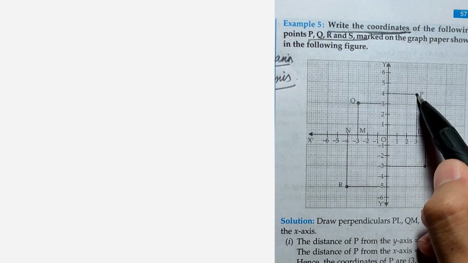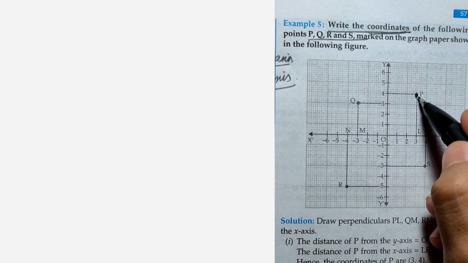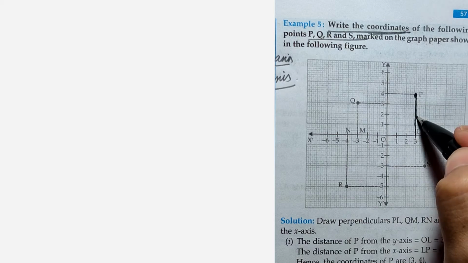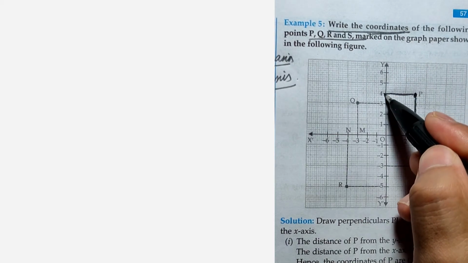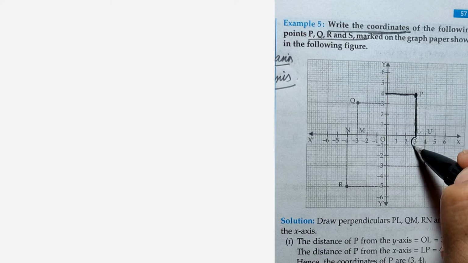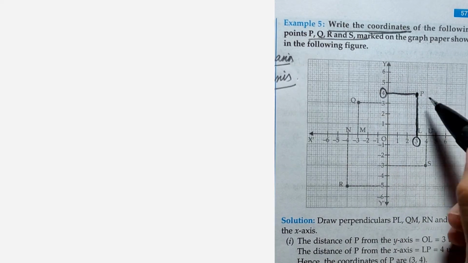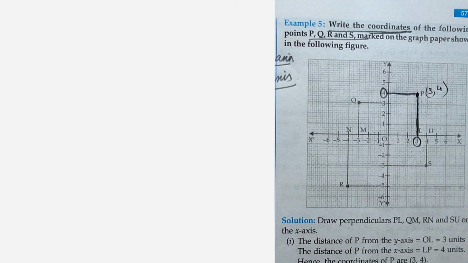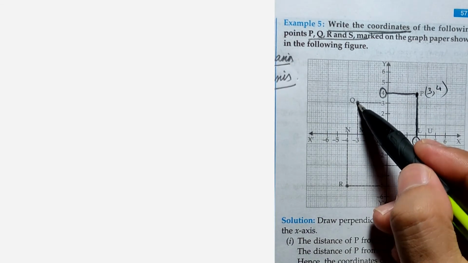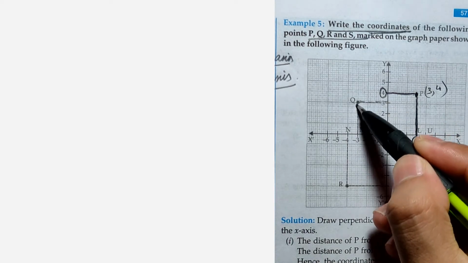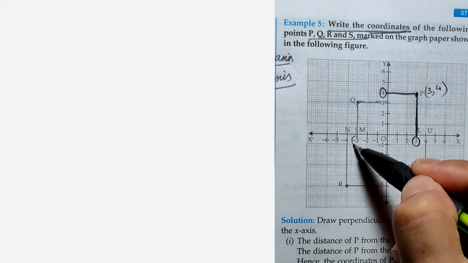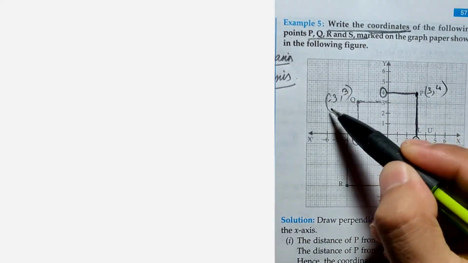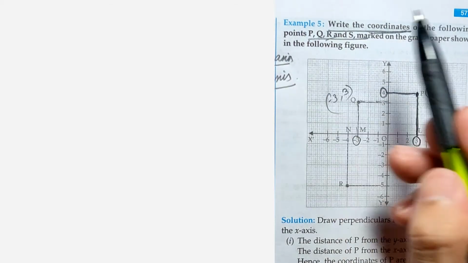Okay, so let's look at the first point, P. Now to find out the coordinate, first of all draw perpendicular on both the axes. That is a straight line here and a straight line here. So you see that on the x-axis it is 3, on the y-axis it is 4. So the coordinate of P will be 3, 4. Okay, let's see one more, Q. Q is here. So first step, draw lines on both the axes. Take the x-axis first, so -3, y-axis is also 3. So -3, 3.